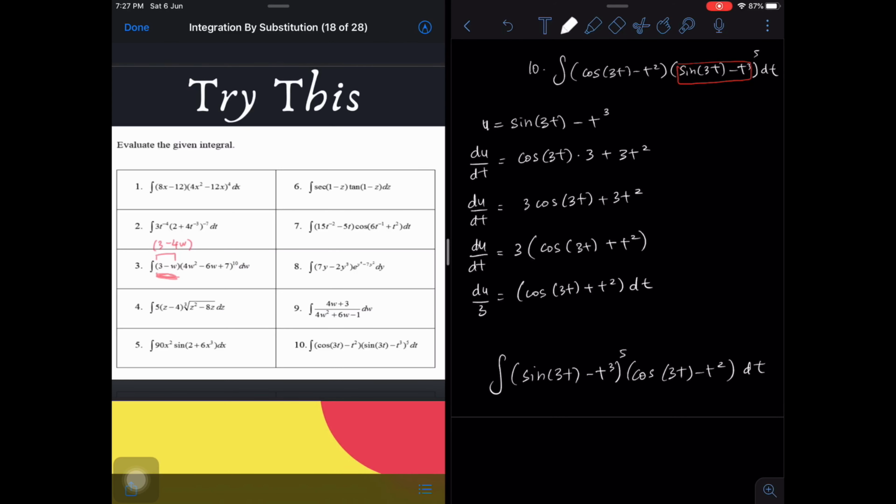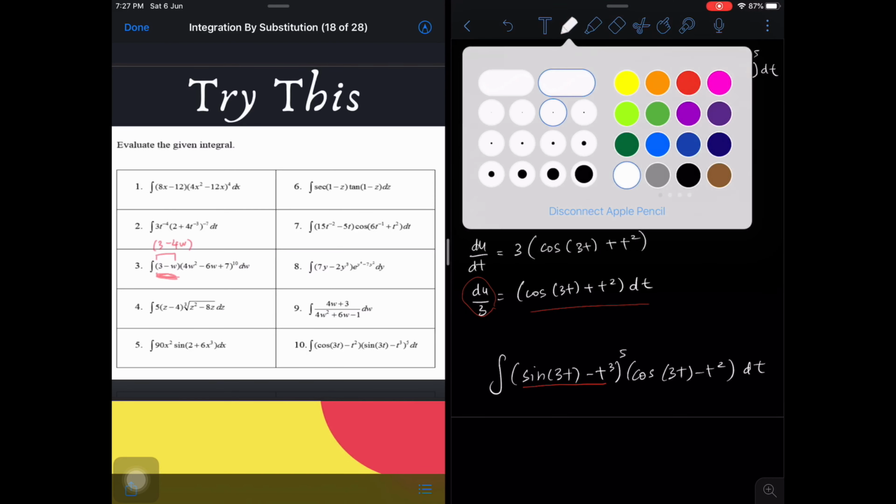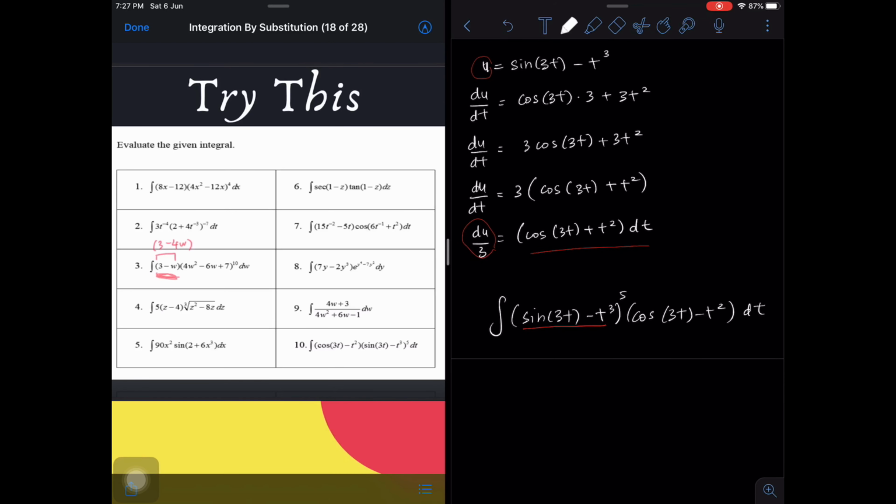We decide to substitute sine 3t minus t to the power of 3 with u, and we can say that cos 3t plus t squared dt is actually du over 3. Therefore, let's do the substitution. You will have your integral as the integration of u to the power of 5 times du over 3. So 1 over 3 is a constant as before, so let's put it outside of the integral. So we have 1 over 3, the integration of u to the power of 5 du.